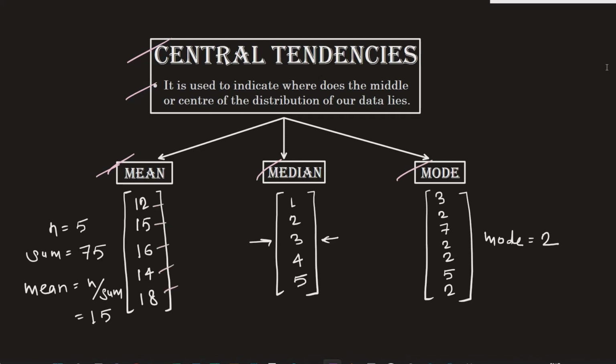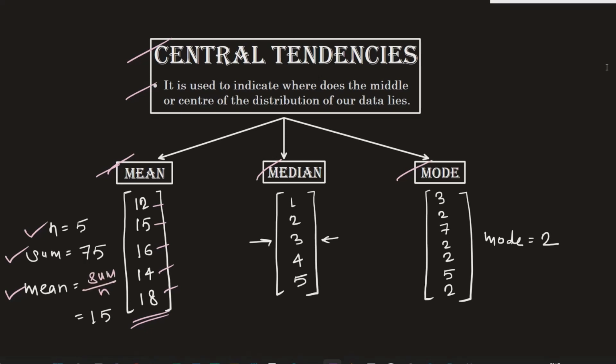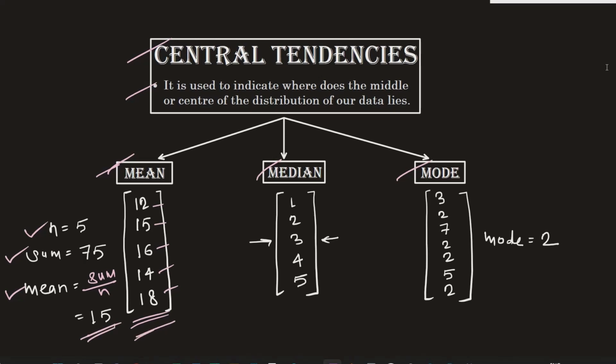So we have 5 data points in total. So n is equal to 5. If we take out the sum, then it will be 75. And mean is nothing but the average of this entire data frame, which is n divided by sum. I think it is wrong. It should actually be sum divided by n. So we have 75 divided by 5. So it should be sum divided by the number of data points, which is equal to 15. So 15 is the mean or average for our data set over here.